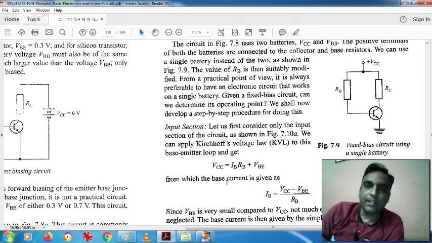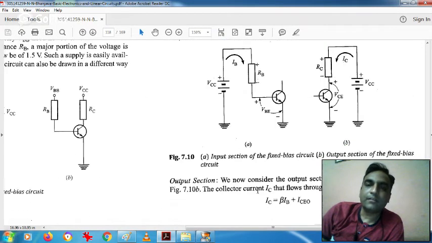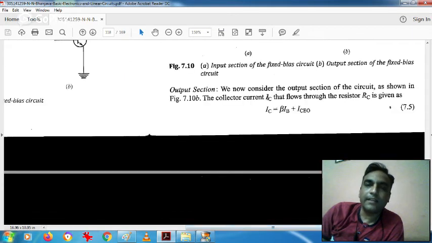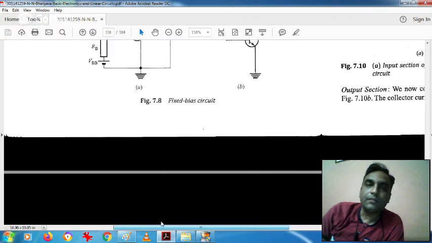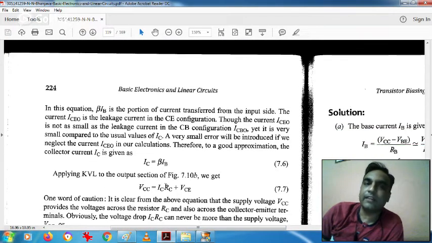We have written the loop equation on the input side, where the input side loop contains the battery, resistor RB and the drop VBE. So we have written the equation and found IB. From IB we will get IC, which is almost equal to beta IB. So one of the parameters of the Q point is IC, which we can find from the input side loop equation, IB and then IC.